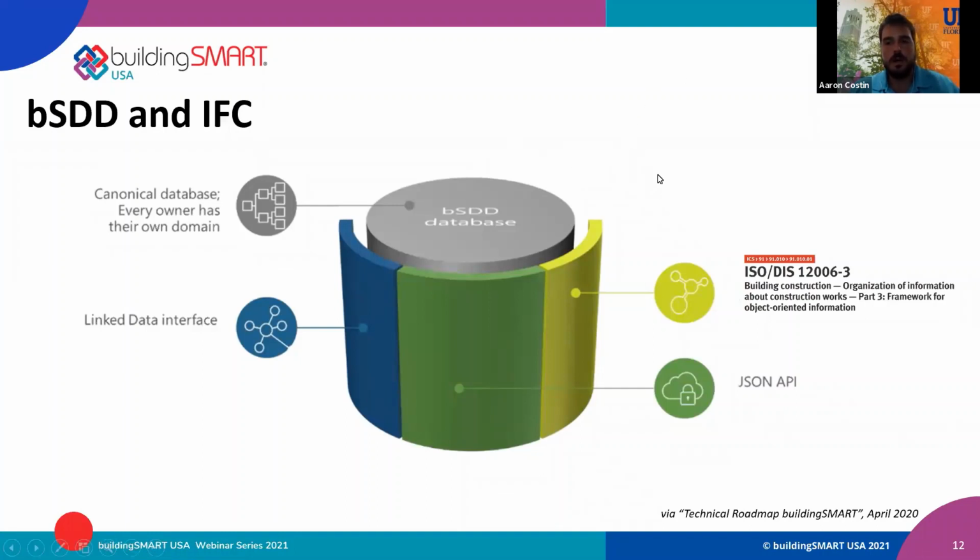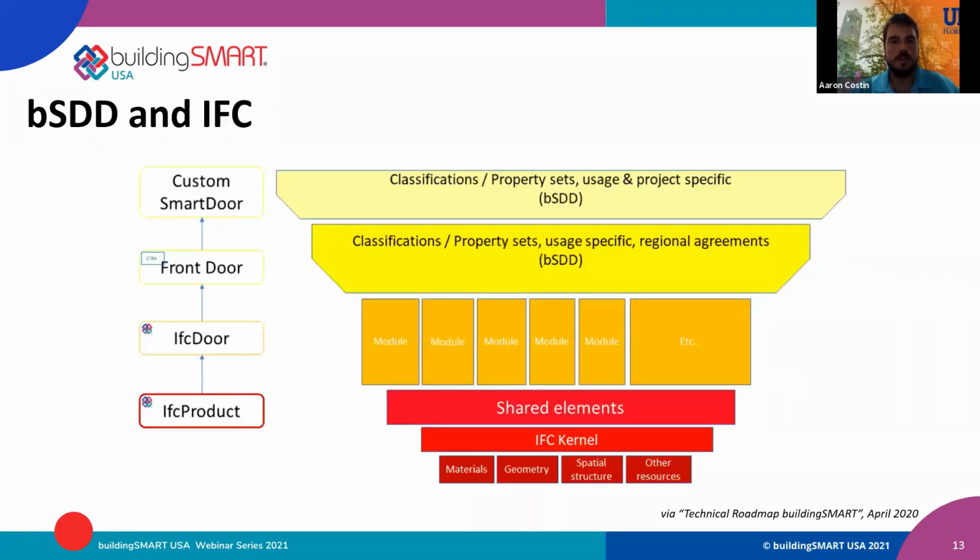Finally, we can also include ISO 12006-3, which is the organization of object-oriented information. So we can start integrating how to use that data in that object-oriented way, such as EXPRESS-G and IFCs.